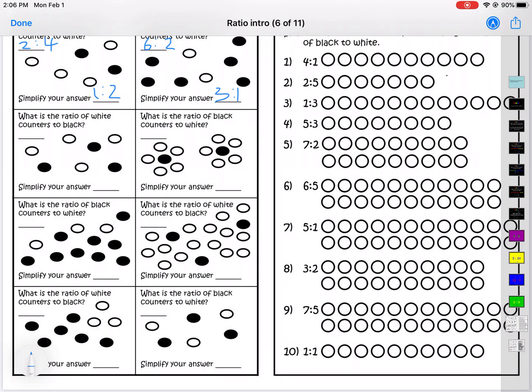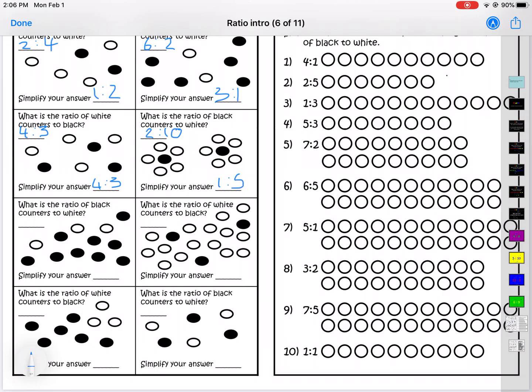What is the ratio of white to black? So white comes first this time. 4 to 3. Now we can't simplify that, so our simplified answer is still 4 to 3. Ratio of black to white this time. There's 2 blacks. There are 10 whites. Divide both of those by 2, we get a ratio of 1 to 5.